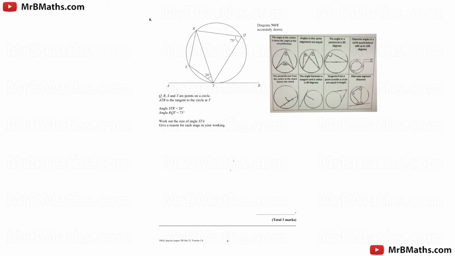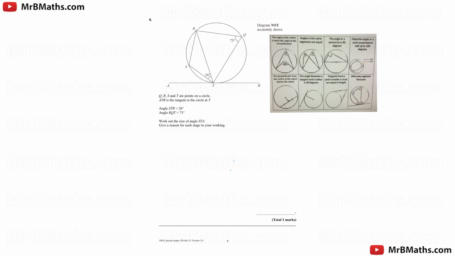So we've got here Q, R, S and T are points on the circle. ATB is the tangent to the circle at T. Angle STR is 26 and angle RQT is 73. So we need to work out the angle STA, so S, T and A. So it's this angle here, okay?